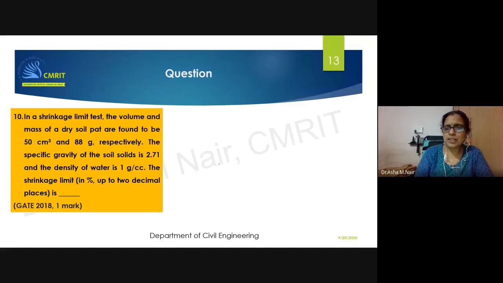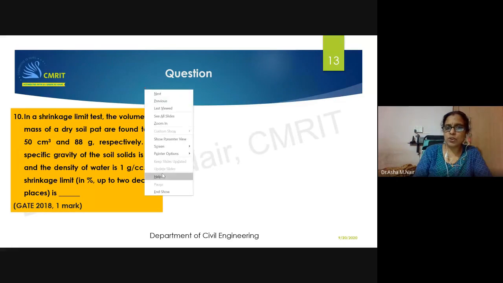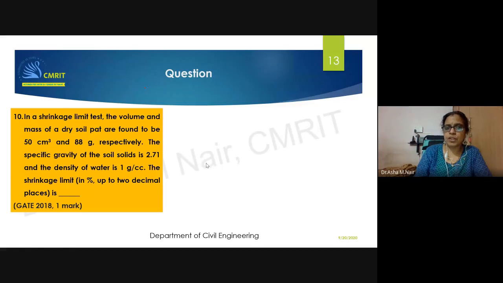So whenever I gave a recap in the last class, I have not highlighted more expressions on the shrinkage limit test. But be very clear with the phase diagram and also on the consistency limits that I have told. Whenever you have these consistency limits, please remember, this is the way in which the volume versus water content relation will be going. This is going to be your shrinkage limit, this is going to be your plastic limit, and this is going to be your liquid limit.